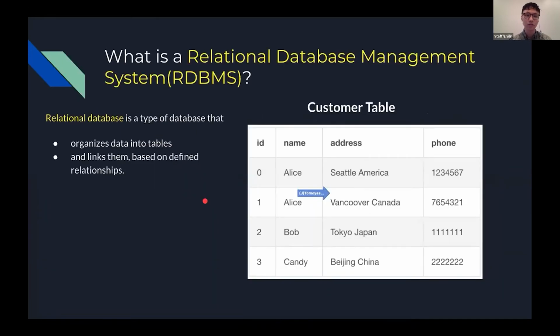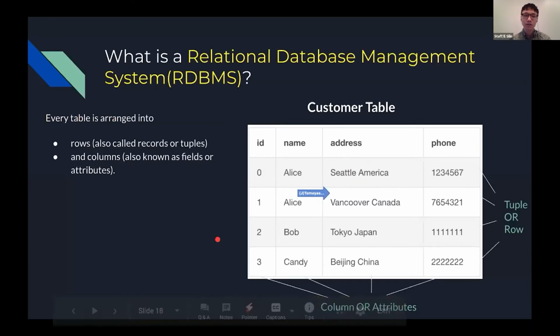Here we will talk about a relational database. A relational database is a type of database that organizes data into tables and links them based on defined relationships. Here is an example. We have the customer table, and there is a lot of data in the table. All the data are linked together in this table. For example, in the first row, we have the name Alice and the address Seattle, America, and we link this data together, so we know that Alice is living in Seattle, America. With this table, we can know the relationship between different data.